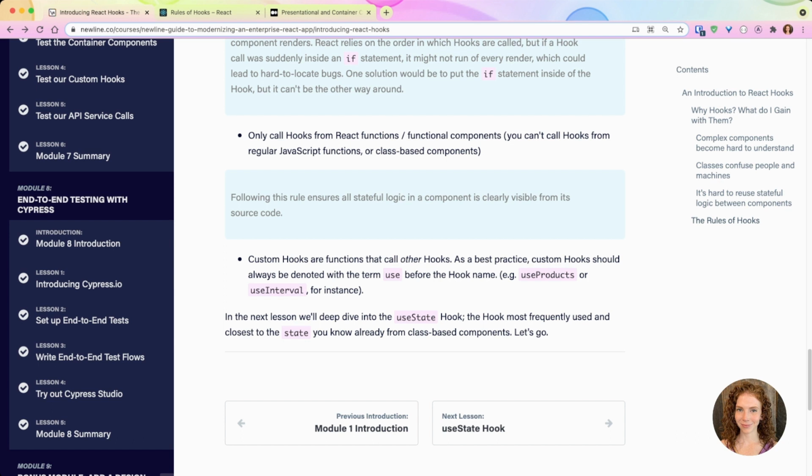We will definitely be doing some work with our own custom hooks later on. So in the next lesson, we'll dive deep into the useState hook, the first and most frequently used hook, and the closest to the state you already know from class-based components. That's coming up next.